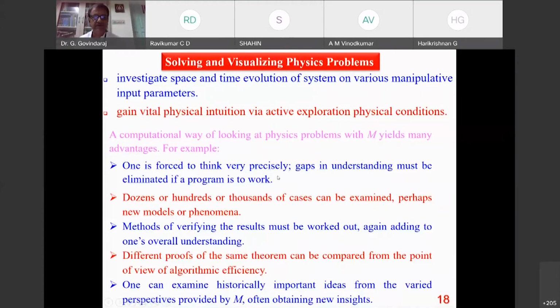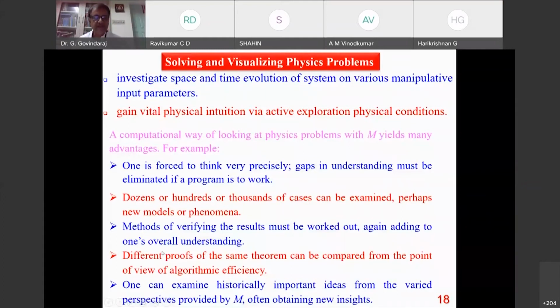That happens when you want to reproduce the results and see the intricate things happening in your physics problems. Dozens, hundreds, and thousands of cases can be examined. Perhaps new models and phenomena can also emerge. Methods of verifying the results must be worked out. We will always be trying to cross-check. For example, in a quadratic equation, two roots are there; whether a root is right or wrong, how do we verify? Start verifying it, and then you will understand more about it. So once again, it adds to one's overall understanding. Any algebra which you do, you try to cross-check whether it came out properly or not.